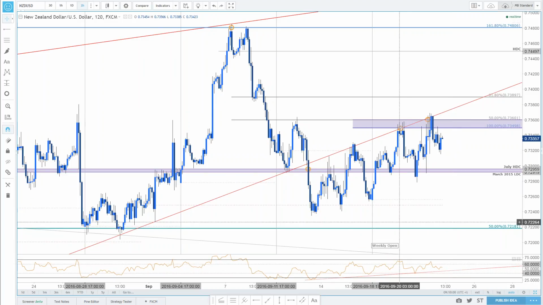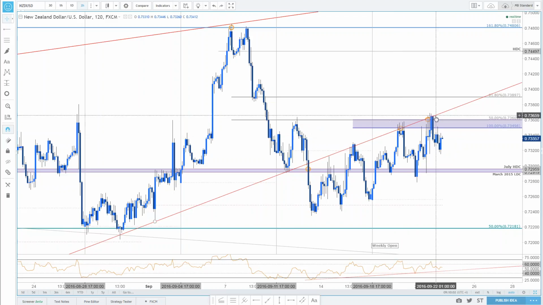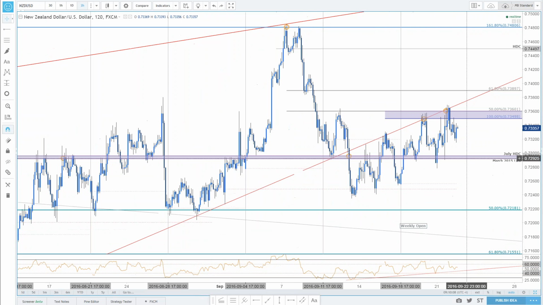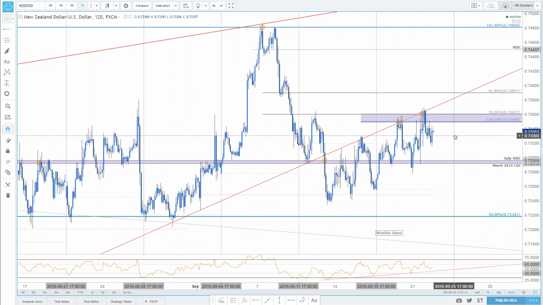Also note that on the last two peaks here, momentum made some clear-cut divergence. Price action making a higher high, the oscillator making a lower high. So still like the short side of Kiwi. Cherry pick your entries here with as close a stop as you can get against that high.